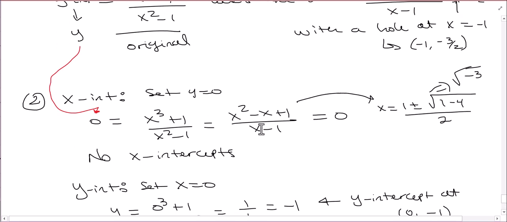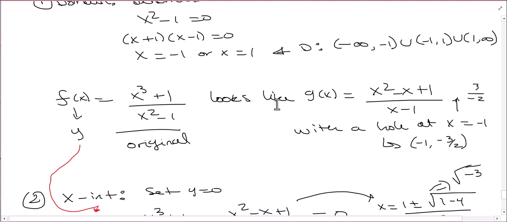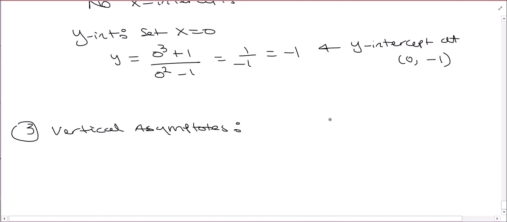And yes, based on the domain, I see that this is undefined when x is -1 and 1, but we already know that there's a hole at x equals -1. When x is 1, that one doesn't cancel, so x equals 1 is a vertical asymptote. So +1 is a vertical asymptote. What about horizontal asymptotes?